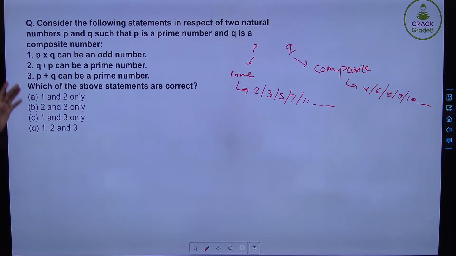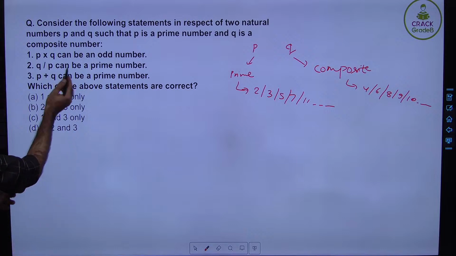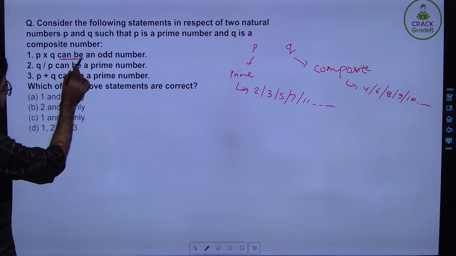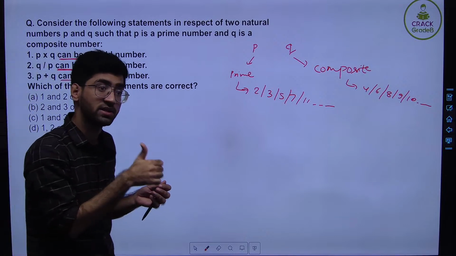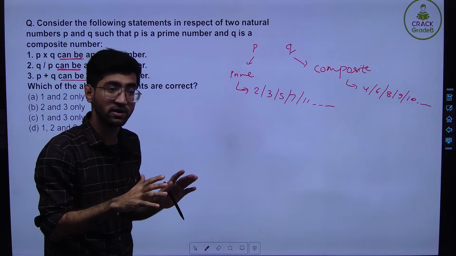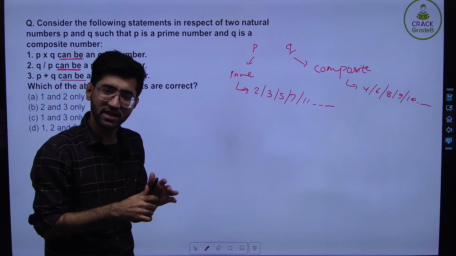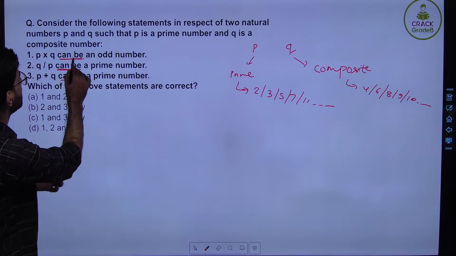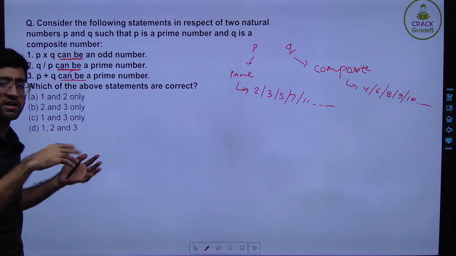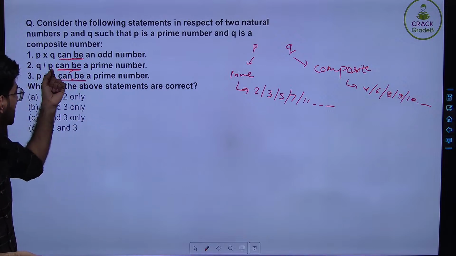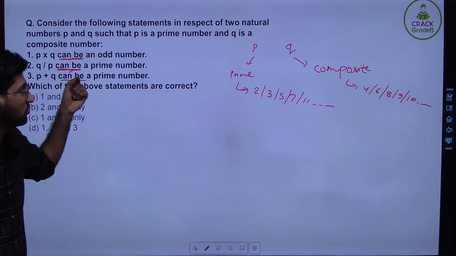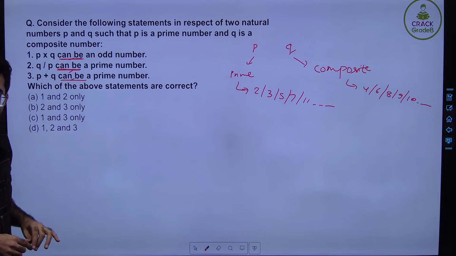Now start reading the question. P into Q can be an odd number. In this question, these questions are not difficult. They have written "can be". Suppose if they say "definitely", in that case you have to be worried. Whenever you read "can be", you don't have to check multiple cases. You just have to find that one example, in which you should be able to say that P into Q can be an odd number.